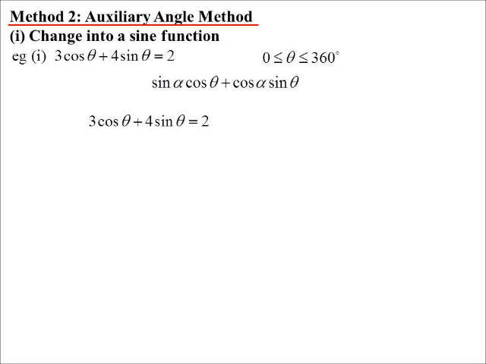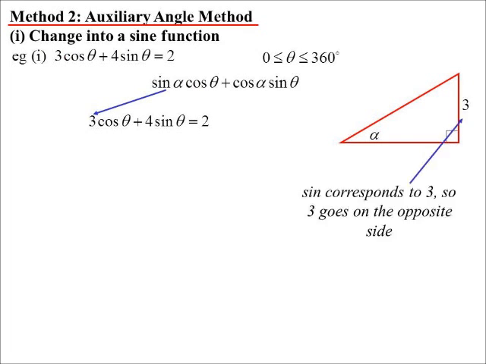Now, sine alpha can't equal 3 because sine goes in between minus 1 and 1. And cos alpha can't equal 4 for the same reason. However, I can use those numbers. If I draw up a triangle, sine alpha can't equal 3, but the opposite side can. So, because it's sine, I'll put 3 on the opposite side, because sine is opposite over hypotenuse.